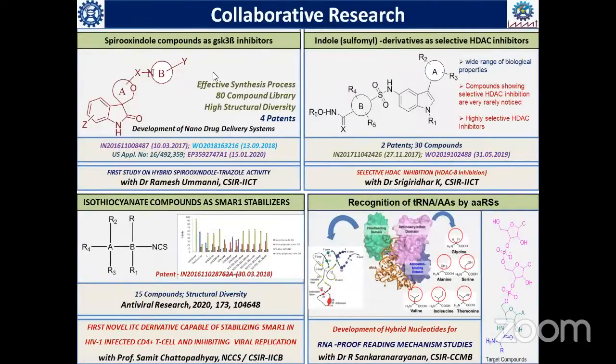Few more works: Spiroxyndole compounds as GSK3B inhibitors. Again, as an organic chemist, we try to design and develop new molecules for various applications. Similar is the case with HDAC inhibition application, and the same is the case with SMAR1 stabilization application. So, being an organic chemist, we always try to collaborate with biology people to explore the biological activities. And wherever we find some use potential or something new, we always try to file patents.